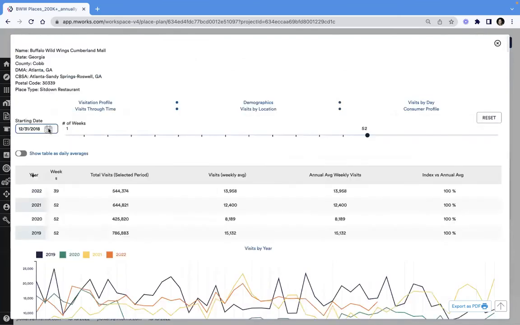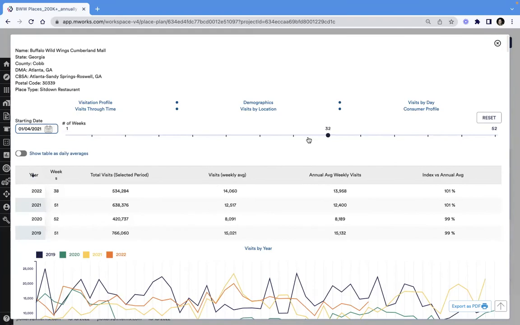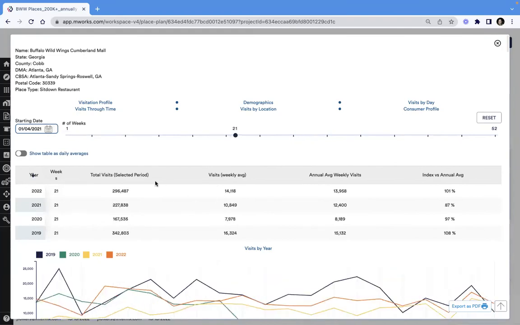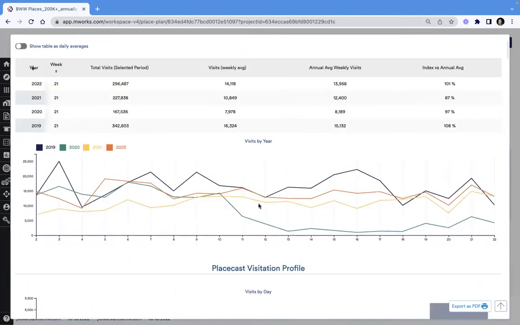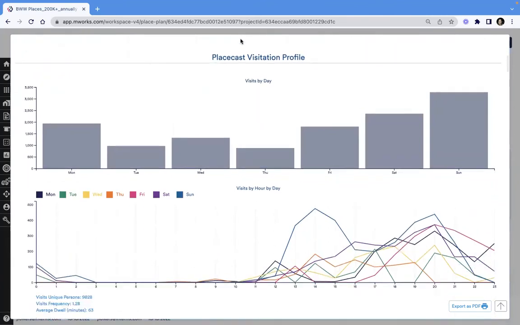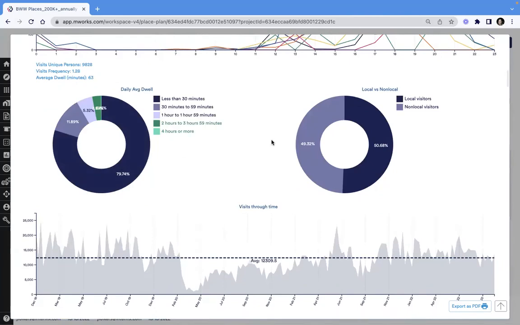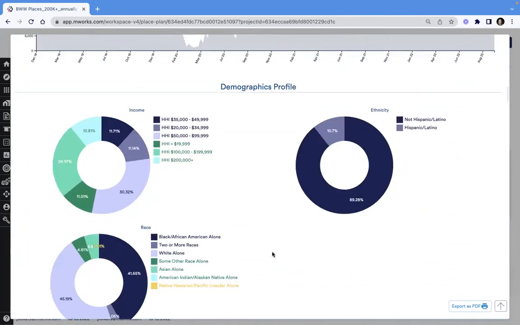If I wanted to dig in further to specific timeframes, let's look at 2021. And then I can look at specific timeframes and it reflects those number of weeks for each year if you're concerned or interested in a particular season, as well as the visitation profile that takes all the data for the most recent week and provides a profile of the current visitation for that place. Again, looking at dwell, looking at demographics.